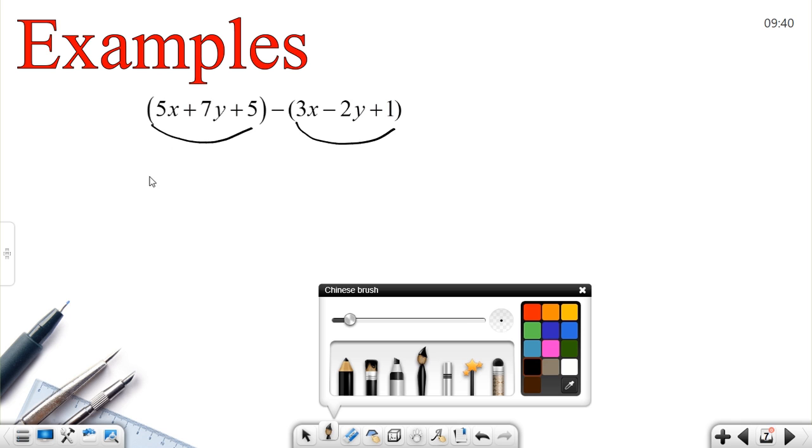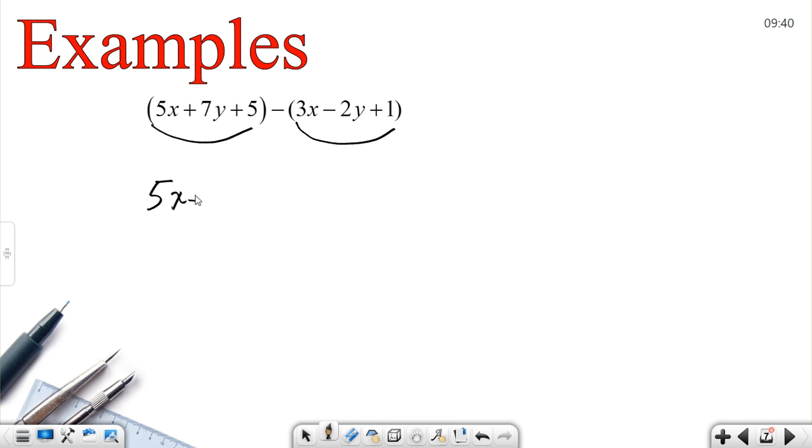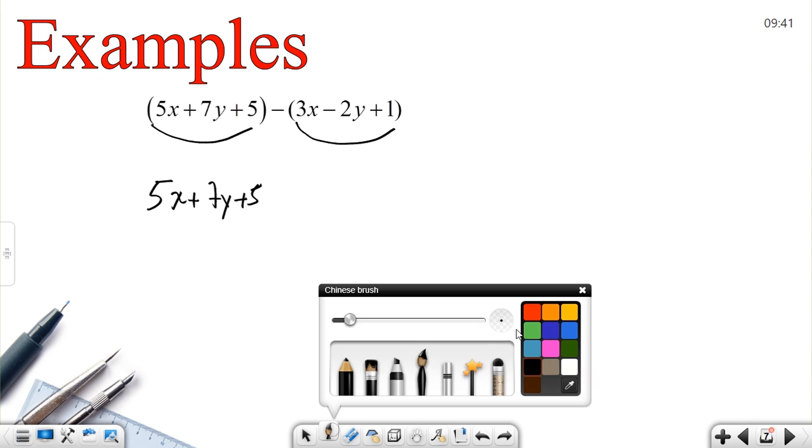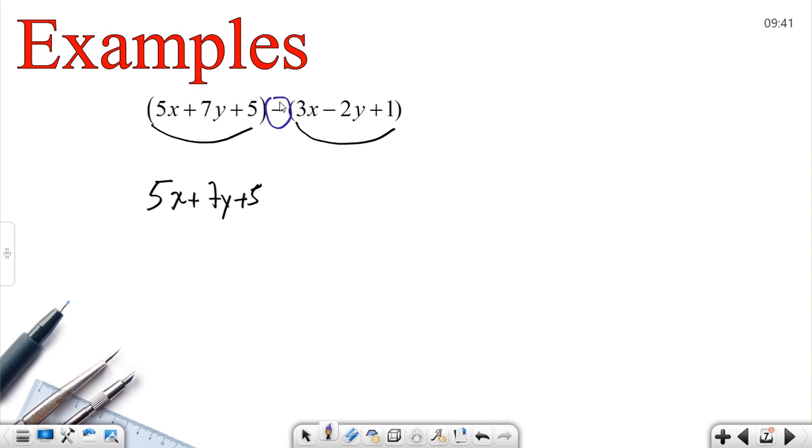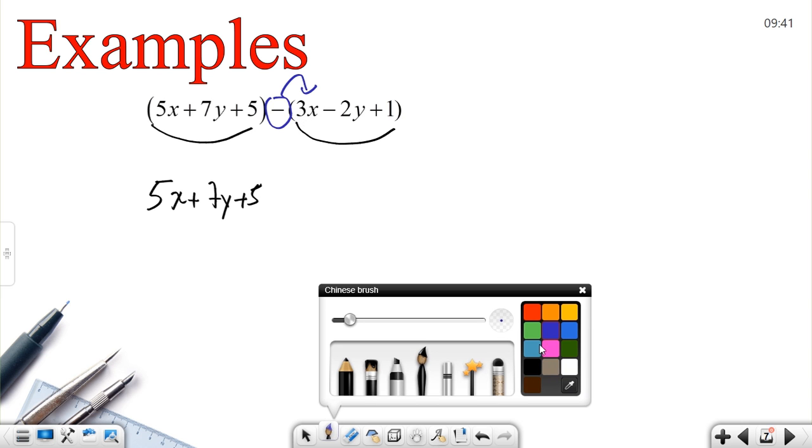This negative is negative of the whole expression. So what will we do? We will write the first algebraic expression the same, plus 5. But we will distribute this minus. We will distribute this negative sign inside the parentheses. So minus, such as minus 1, you can say negative 1. Opposite of 3x is minus 3x.